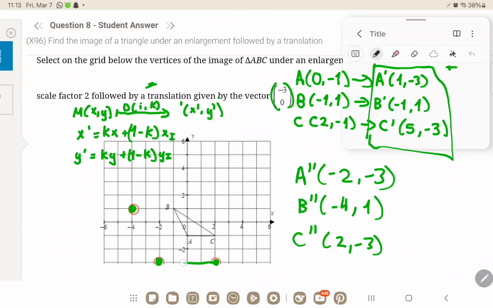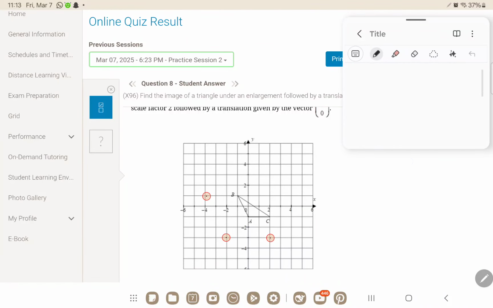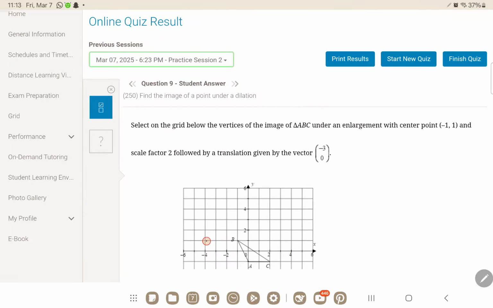And this would be your new... That's the worst triangle I've drawn in my life. That's not even a triangle no more. And this would be your new triangle. And that's it for this question. Now from onwards from here, the questions get a lot easier. Now moving on.